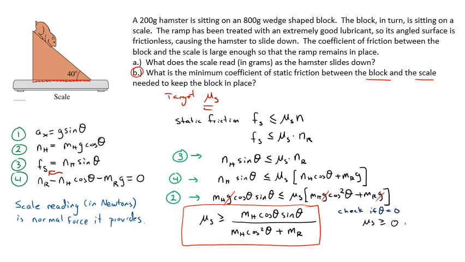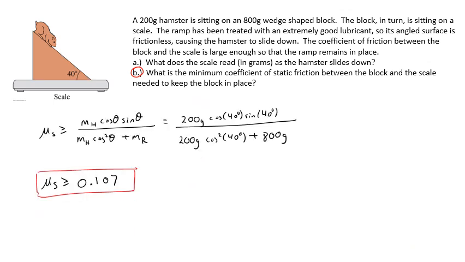So that makes sense. You can also check if theta equals 90. Then I've got a cosine of 90 on the top, which is also 0. So that's mu s is bigger than or equal to 0, which also makes sense because if theta is equal to 90, the hamster is just falling, and I don't need any friction to hold that block in place. So that all makes sense. So now all we have to do is just plug in the numbers and find the answer. So I'll do that on the next slide.